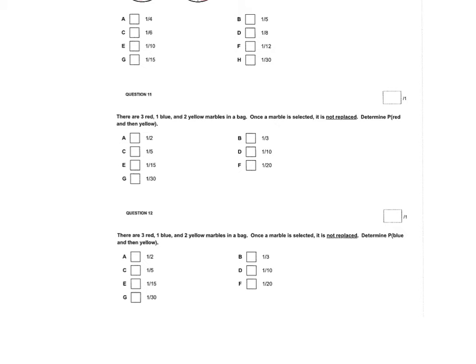Okay, question 11 is a little different. There are 3 red, 1 blue, 2 yellow marbles in a bag. 1 marble is selected. It is not replaced. Okay, so that means we're going to do this twice, and we're not putting 1 back. So that means our total is going to change. So determine the probability of pulling out a red, and then a yellow.